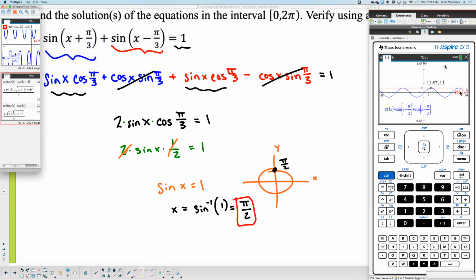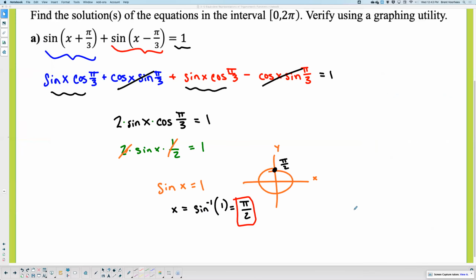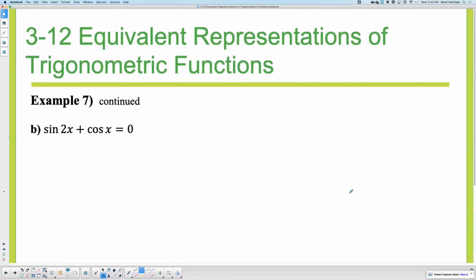If you're like, wait, what? There's more answers. That's on another period. Over there, that's a different period. So that's the only answer we need. Okay, let's do this again.